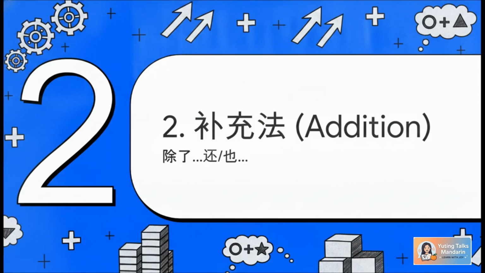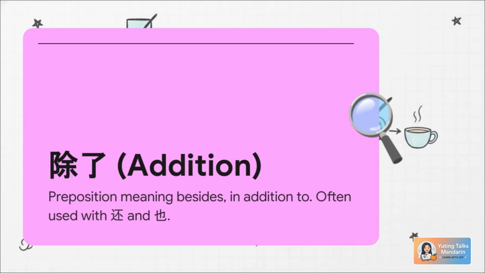Welcome to section 2, addition, or 补充法. Okay, so now our word 除了 isn't taking things away anymore. It's actually adding more items to our list. Let's check out this new formula. Here, the preposition means besides or in addition to. The format is 除了, your first item, followed by 还 or 也.